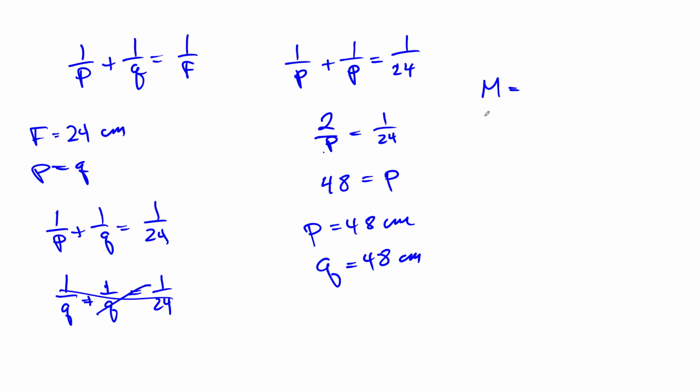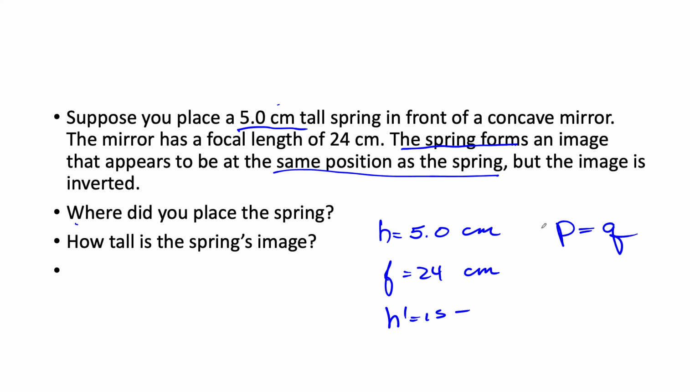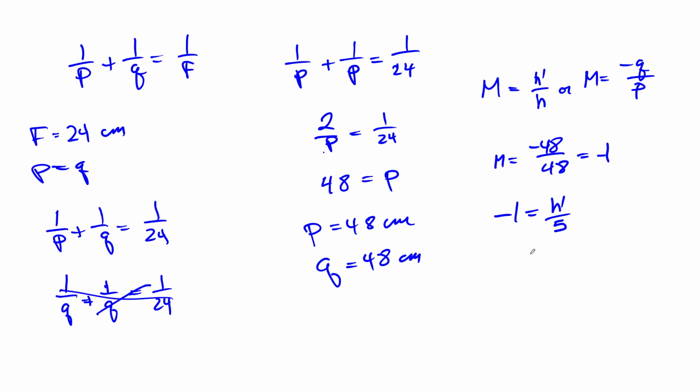Magnification is equal to H prime over H, or magnification is equal to minus Q over P. Magnification is equal to minus 48 over 48, which is equal to negative 1. And then for the height of the image, minus 1 is equal to H prime over H, and H is 5 centimeters. Let me double check. Yep. So H prime is equal to minus 5 centimeters. And that's how you work these answers.